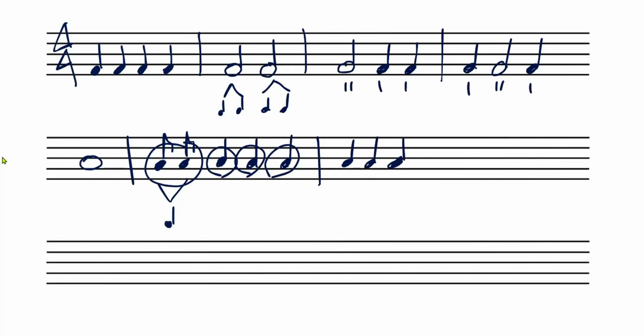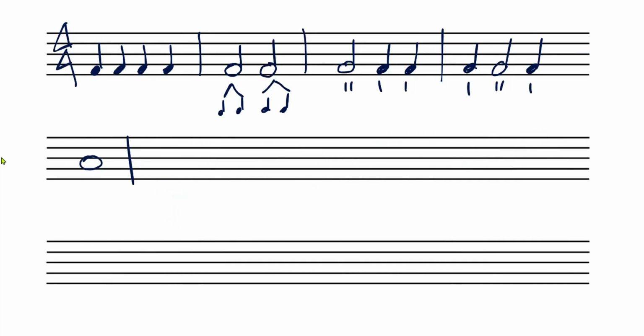A lot of the time when the eighth notes come in a group like this, they're usually connected with a bar or a beam. It's called a beam, and we'll see these pretty frequently in our music.